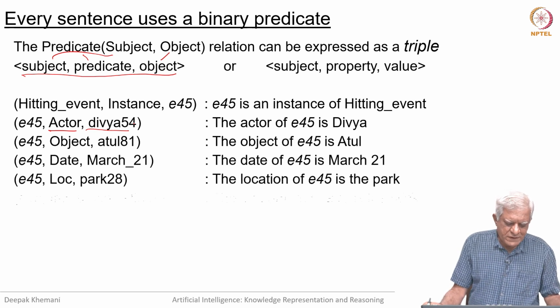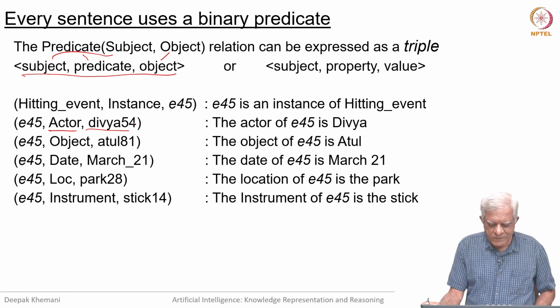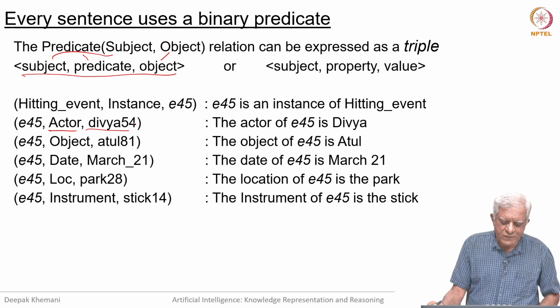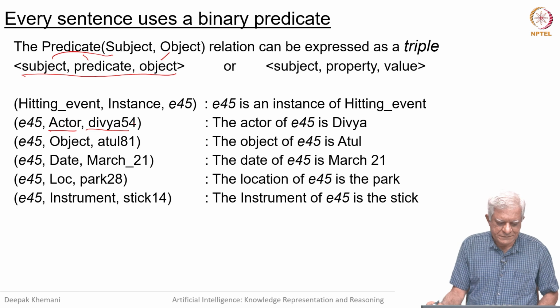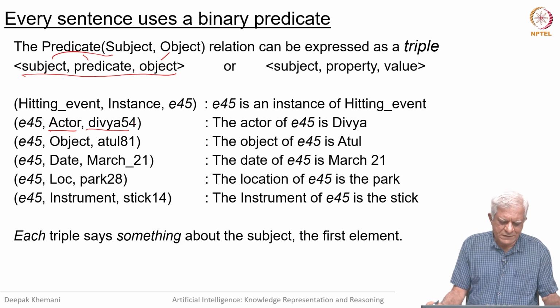E45 object Atul, E45 date March 21, E45 location Park 28, E45 instrument stick 14. The instrument of E45 is the stick. So, we can represent information in this very standardized uniform format. Each triple says something about the subject, which is the first element of the triple.